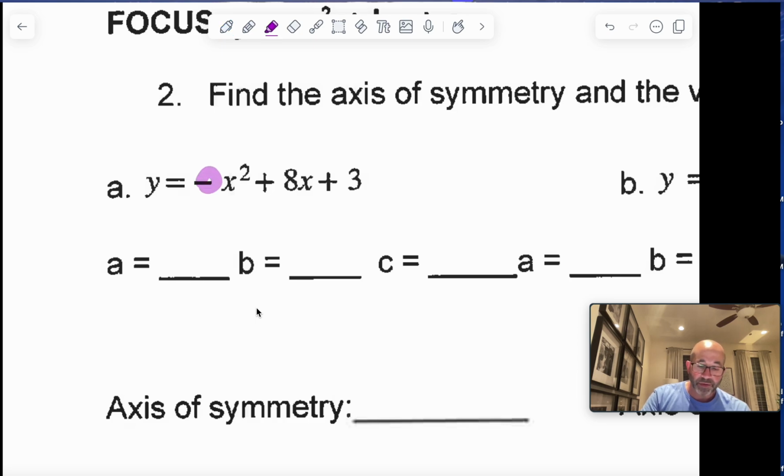The a value is the value that's right here in front of my x squared. The b value is the one that's in front of x. And the c value is the one that's off on its own. So this is a -1, a +8, and a +3.